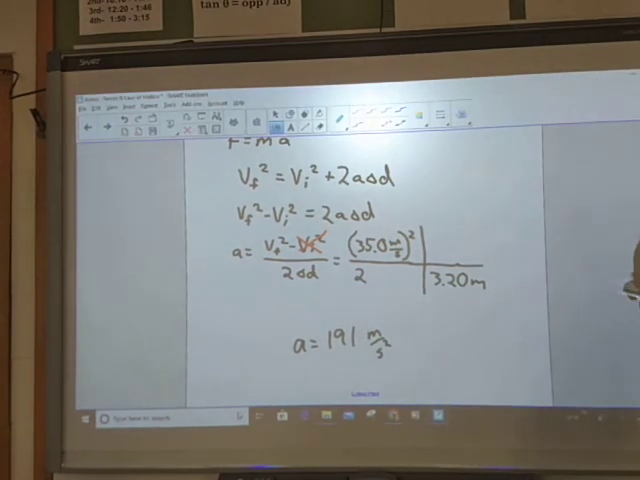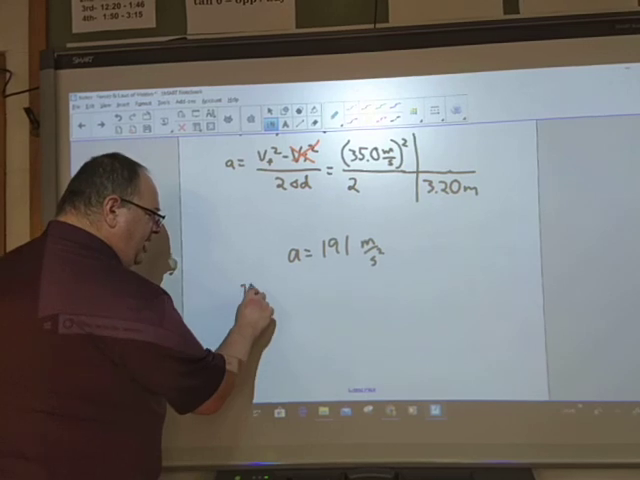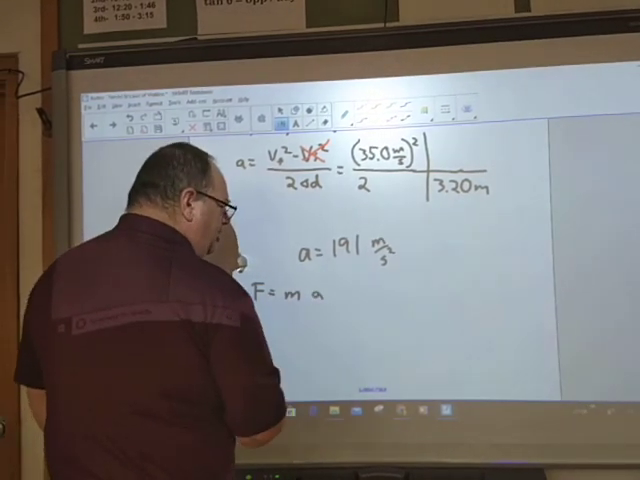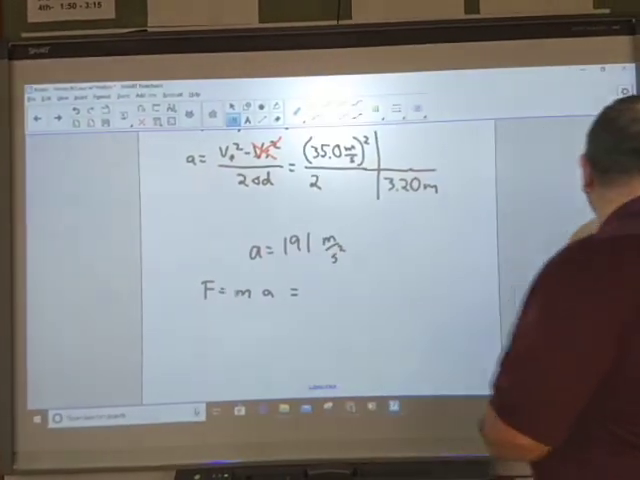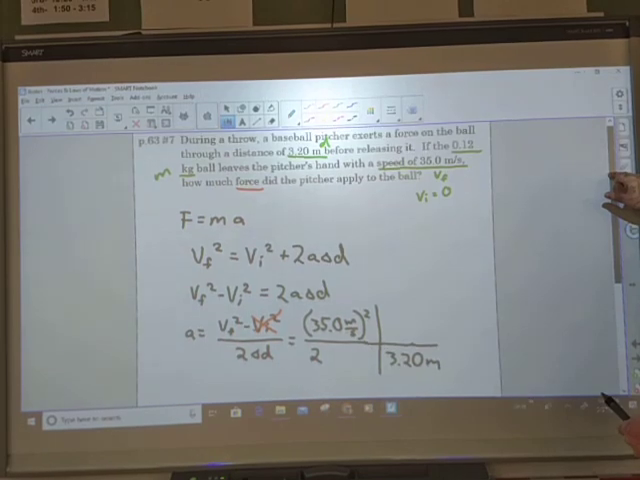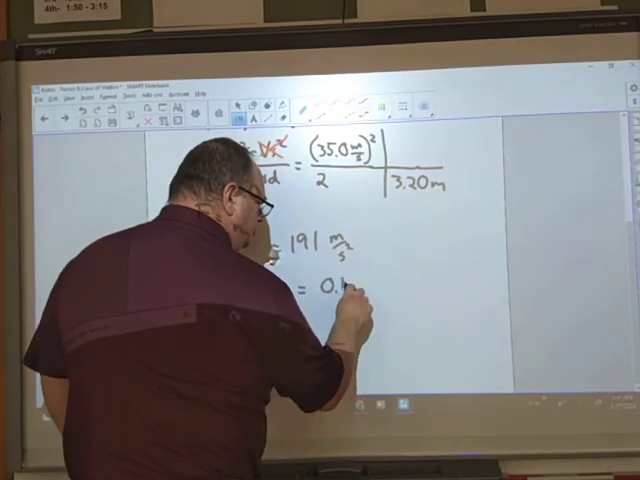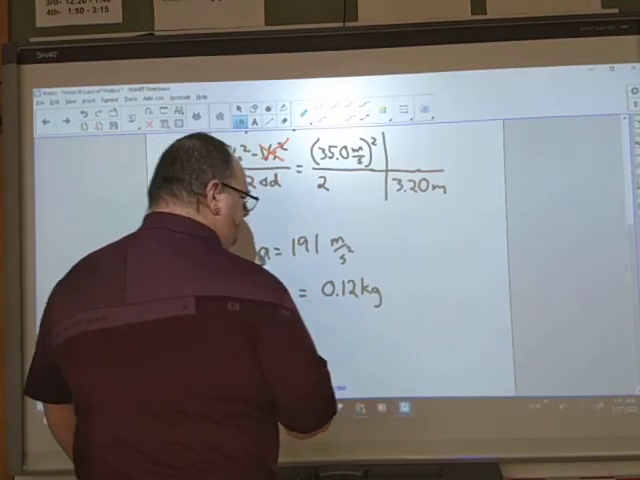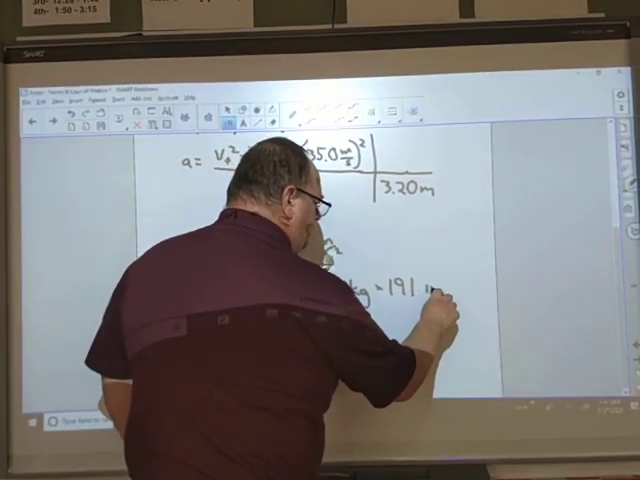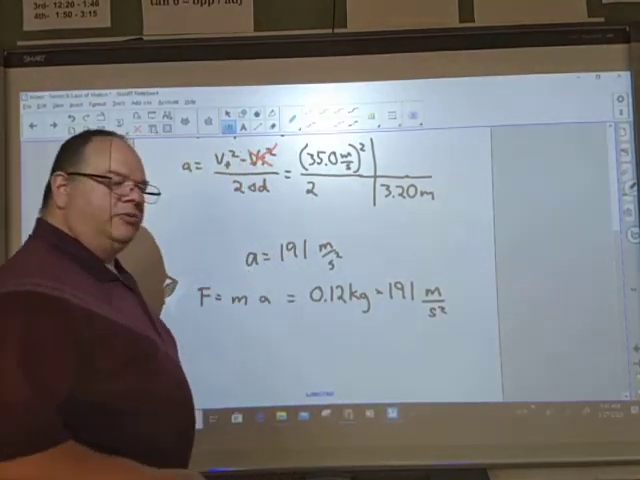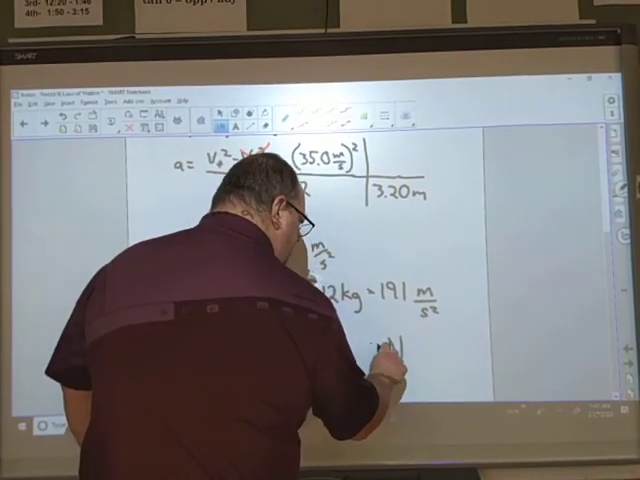Okay, with that, I'm just going to keep extending my page. I'm going to go back to my equation, F equals ma. And now I have my a. So my mass was 0.12 kilograms. And we're going to multiply that by 191 meters per second squared. And we look at our labels and say, what is a kilogram times a meter per second squared? That's a Newton.